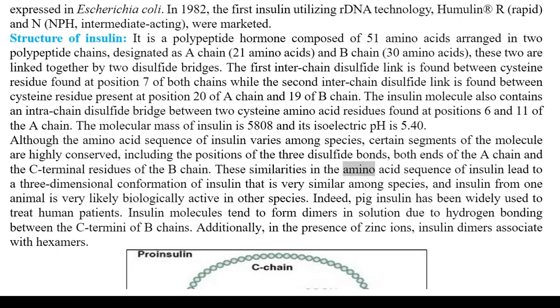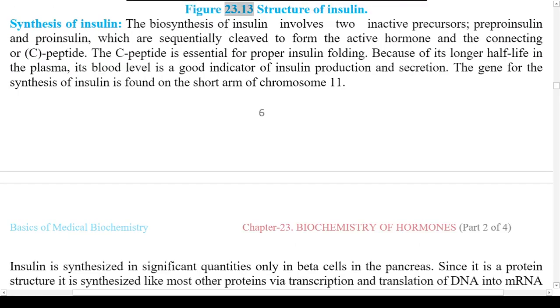These similarities in the amino acid sequence of insulin lead to a 3-dimensional conformation of insulin that is very similar among species, and insulin from one animal is very likely biologically active in other species. Indeed, pig insulin has been widely used to treat human patients. Insulin molecules tend to form dimers in solution due to hydrogen bonding between the C-termini of B chains. Additionally, in the presence of zinc ions, insulin dimers associate into hexamers. Figure 23.13 Structure of insulin.